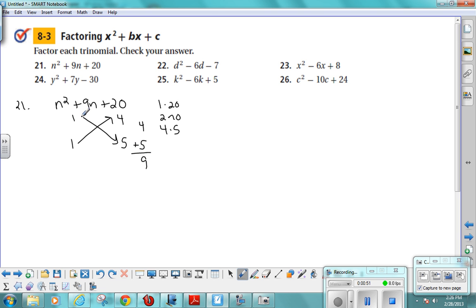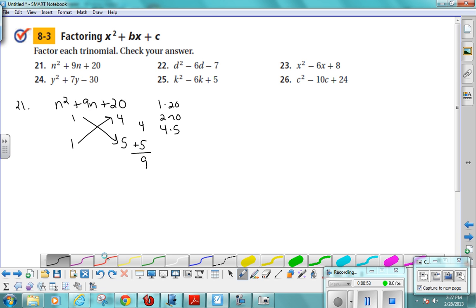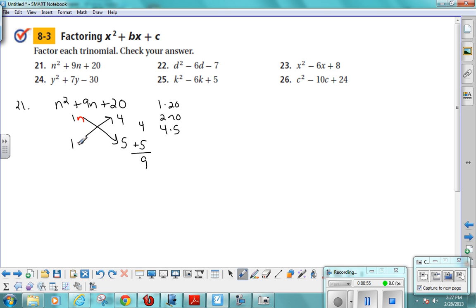So then you go back and you put your variable, which happens to be an n, in your first column, and then you go straight across. The 4 was positive. The 5 was positive. So your answer is 1n plus 4 times 1n plus 5. And if I multiply that out, I get back to n squared plus 9n plus 20.